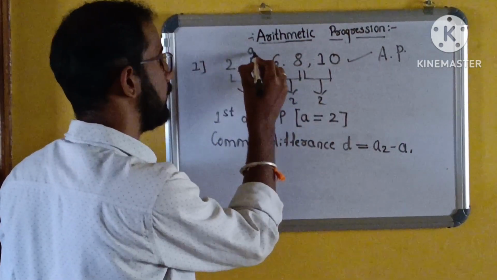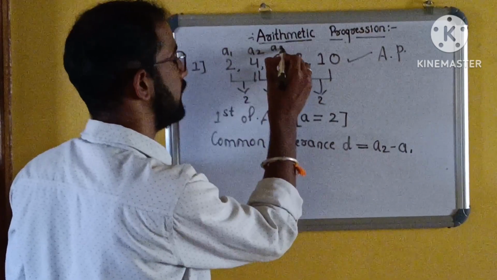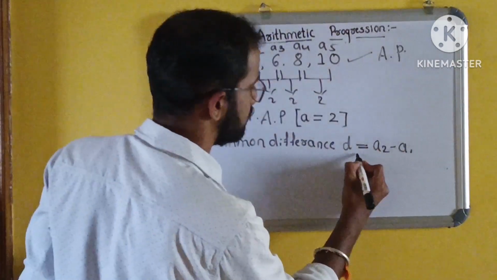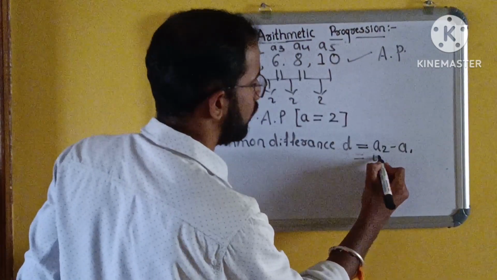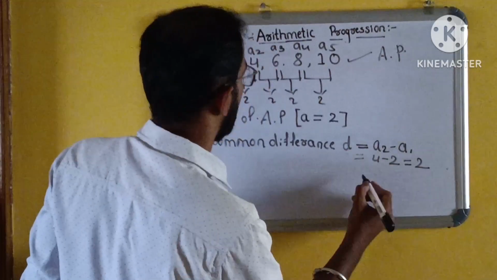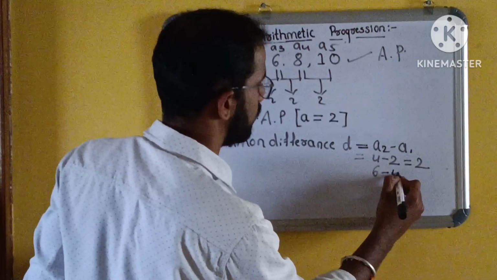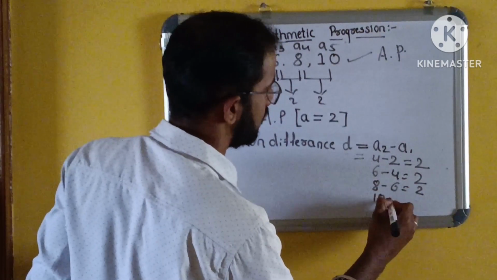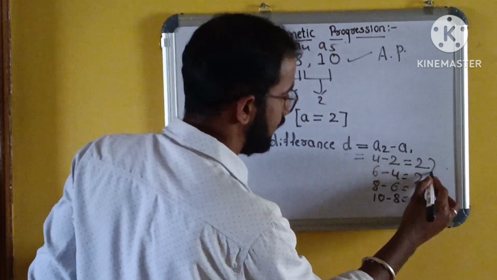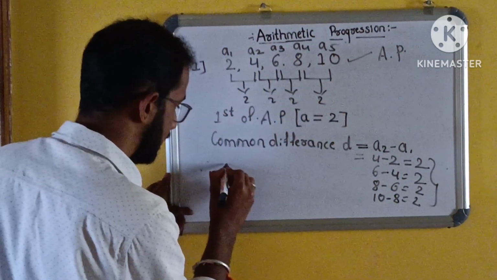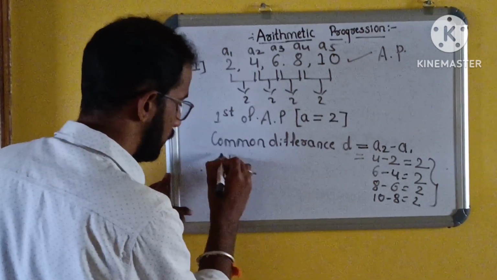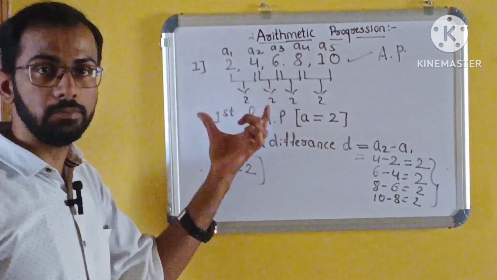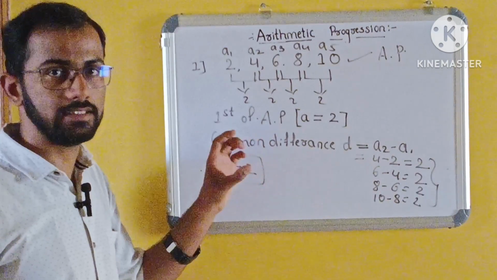Here we have a1, a2, a3, a4, a5. These are the 5 terms. A2 minus a1 is 4 minus 2, which is 2, and 6 minus 4 is also 2, 8 minus 6 is 2, and 10 minus 8 is also 2. It is the common difference. Therefore, the common difference d is 2. Hence, it is an arithmetic progression. These are the 1 mark questions that may be asked in the examination.